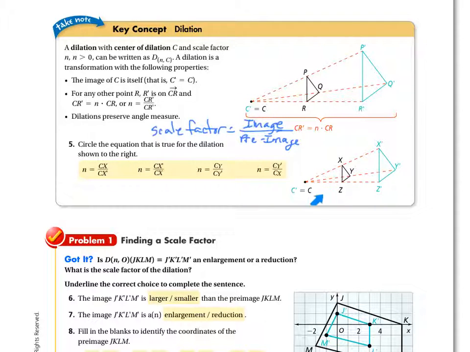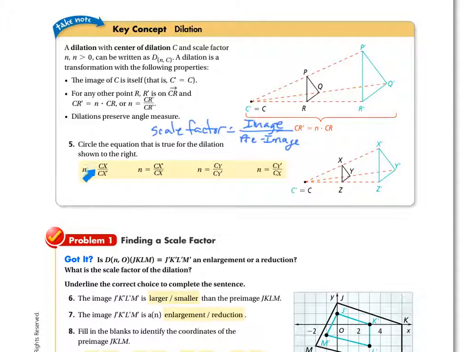And so as you look at this figure down here, which deals with X, Y's, and Z's, along with C, that center of the dilation, C to X is in proportion to C to X prime. But you have to have the image over the pre-image. So as we look at this, is this the image, the CX, is that the image or the pre-image? CX. Pre-image. So is this the right ratio?